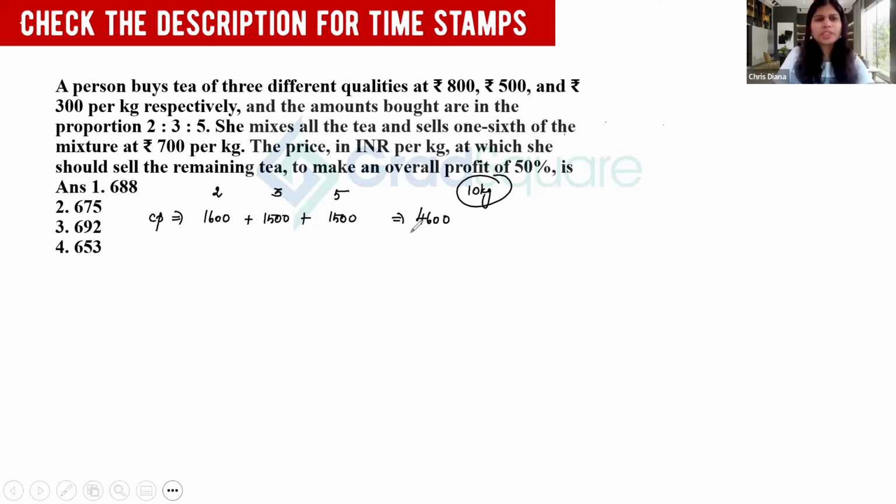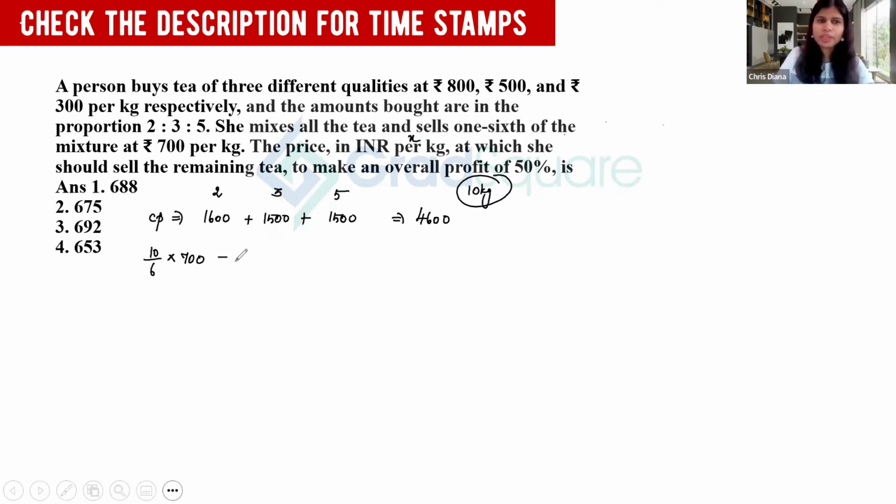Now, she mixes all the tea and sells 1/6 of the mixture. So 1/6 of the mixture means 10 by 6 kg. Okay, now she is going to sell this at 700 rupees per kg. So total 10 by 6 kg, she is going to sell at 10 by 6 into 700. Now, the price in INR per kg at which she should be selling the remaining tea to make an overall profit of 50%. Now, let the price in INR per kg be X for the remaining.